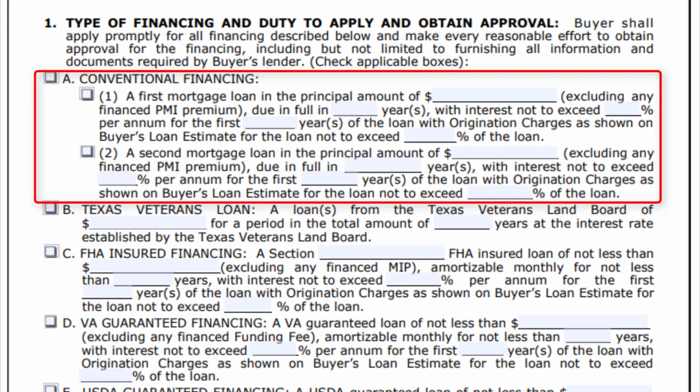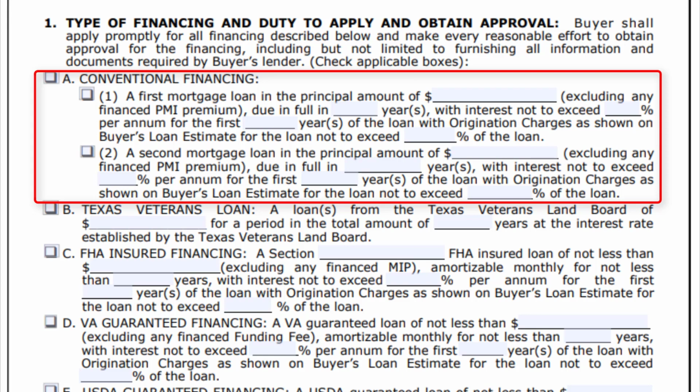This is the amount that's being financed. It's not the sales price. It's not the down payment. It is the amount being financed. So if I'm purchasing a $500,000 property and I'm putting down $100,000, my loan amount is $400,000.